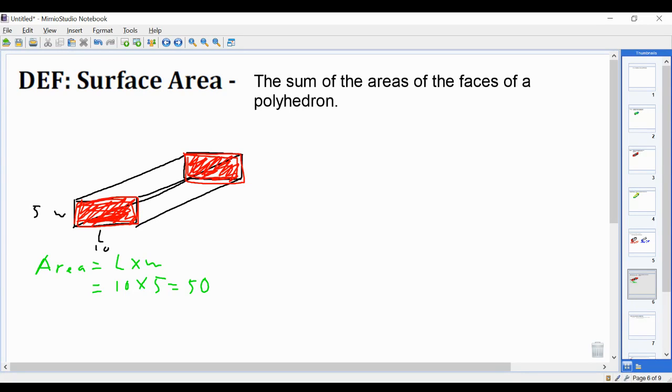So if we've found the area of the front, then we can just multiply that by 2, and now we have the area of the front and the back. So let's write that in. So we know we need 2 times the base area.